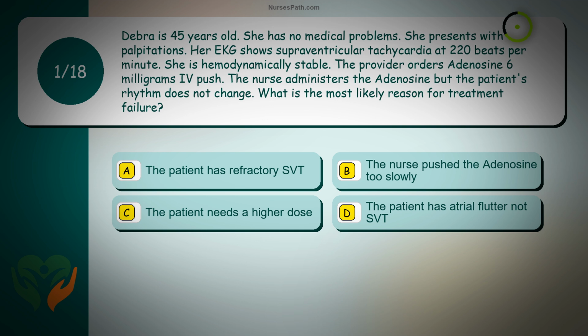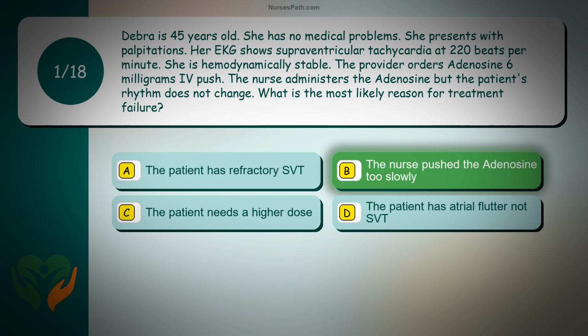Option A. The patient has refractory SVT. Option B. The nurse pushed the adenosine too slowly. Option C. The patient needs a higher dose. Option D. The patient has atrial flutter, not SVT. The correct answer is option B. The nurse pushed the adenosine too slowly.